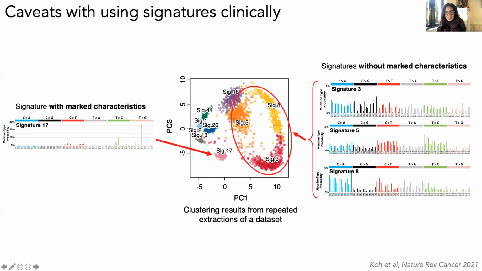By contrast, this collection of different signatures, including signatures 3, 5, and 8, are less discretized and are more difficult to separate from one another, and they get miscalled for one another as well. And that's because they're pretty flat and featureless.